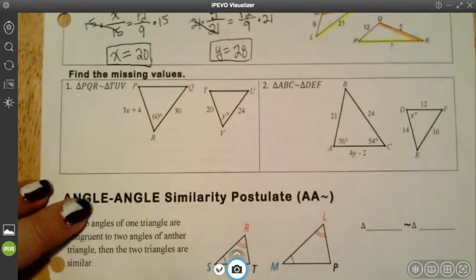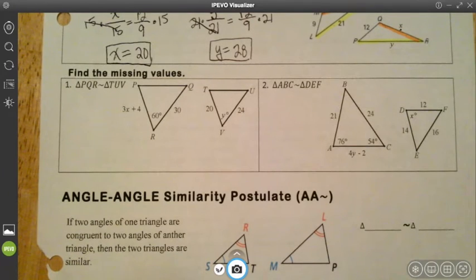For the next set of examples, we're doing the same thing. I'd like you to try this on your own as a try this, and I'll have you put your answers into Edpuzzle and we'll go over it during class.